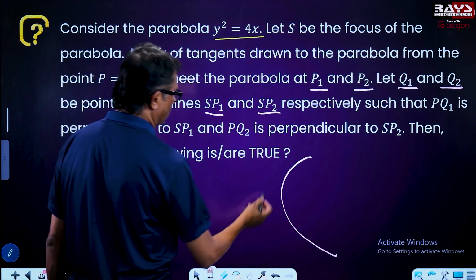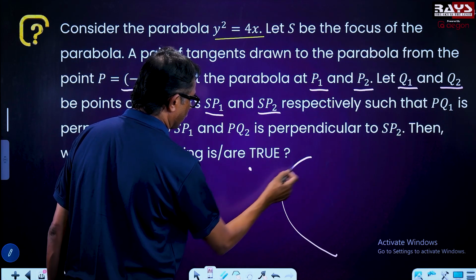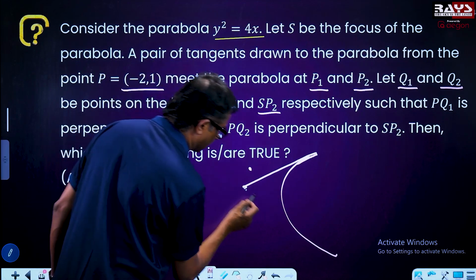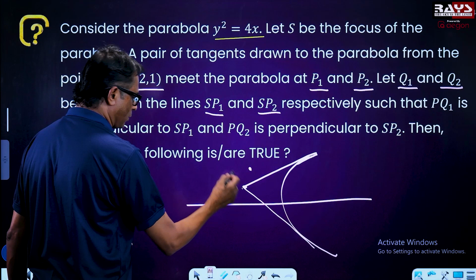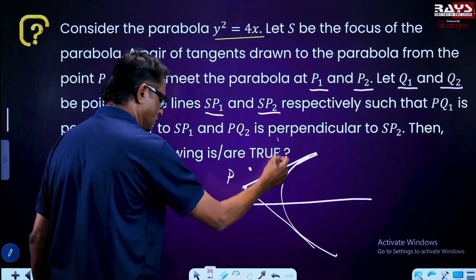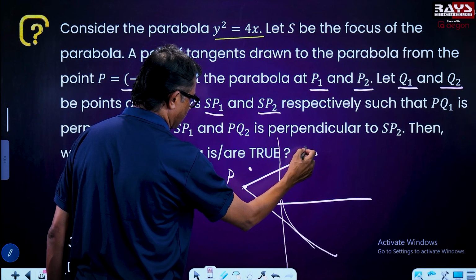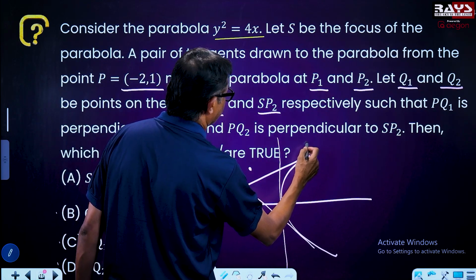Suppose this is a parabola. Suppose we have a point over here. We are drawing two tangents. A tangent is drawn from here and another tangent is drawn this way, and this point is in the second quadrant. Actually, this is the y-axis. So this is one point that is given to me. It is P.